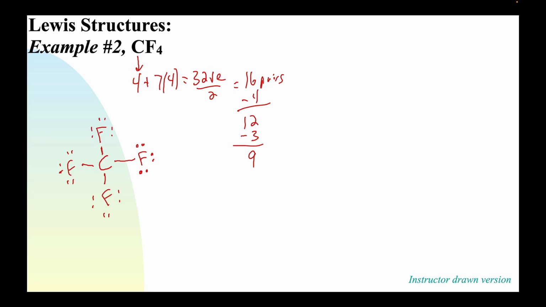There. 3 pairs on each of the 3 fluorines. That's 9 more pairs I put in. I've now used up all of my lone pairs. I don't have any more pairs, any more glue to put around the molecule. So this is the Lewis structure now for CF4.